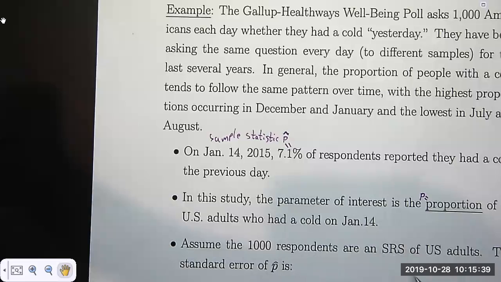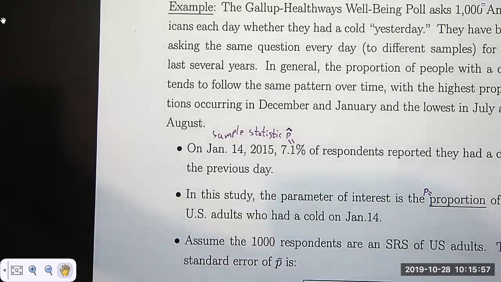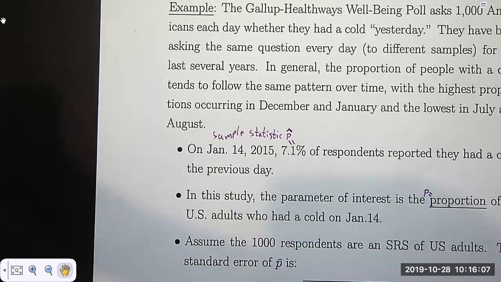All right, so let's say that the 1,000 respondents are an SRS, and then the standard error of p hat is right here. So we take p hat was 0.071, so we took that from up there, times 1 minus 0.071, all over 1,000, and the square root of all of that. And you get 0.0081. All right, so this is a standard error.